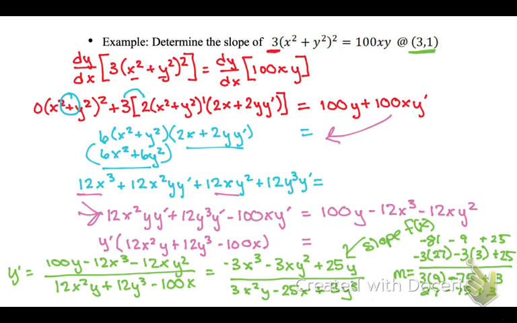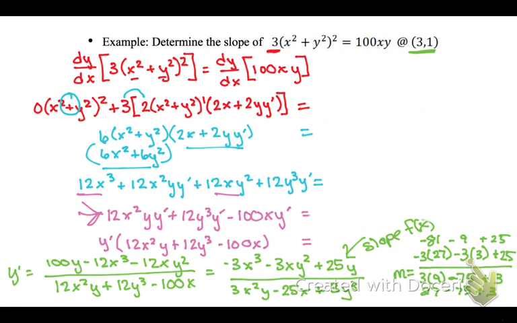Can I erase some of this stuff up top? Yeah. Okay. I should have started up top. Okay, so I'm going to rewrite. So I've got m equals negative 81 minus 9 plus 25 and 27 minus 75 plus 3.